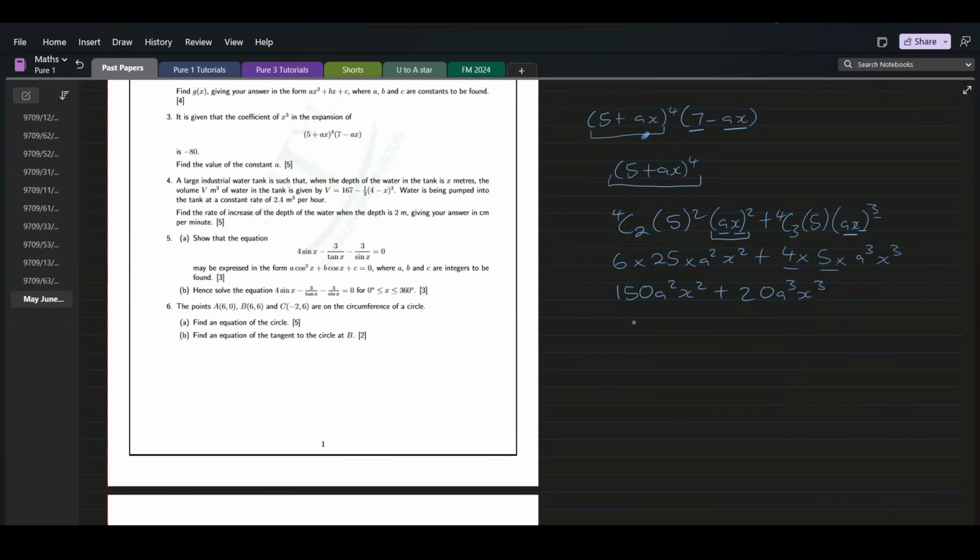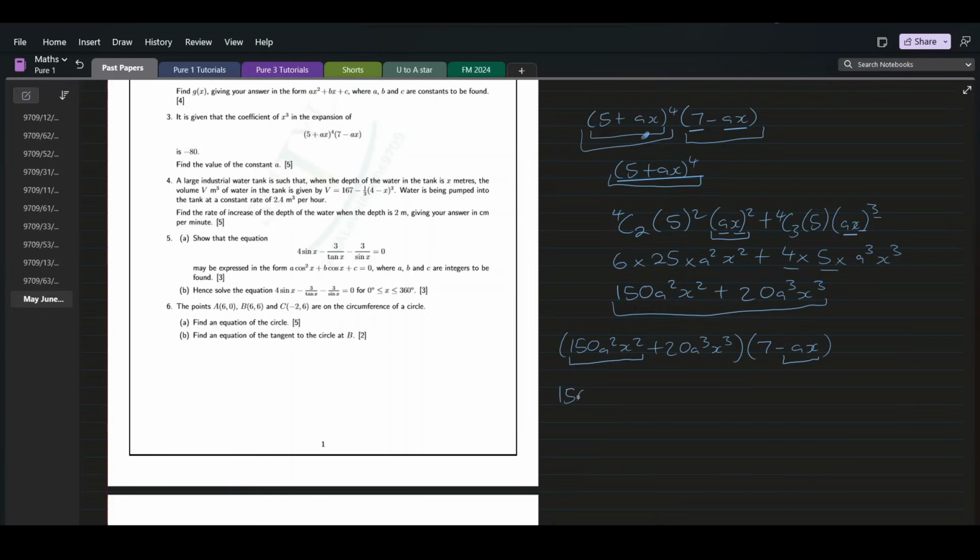Okay, so these are the terms in x squared and x cubed coming from the expansion of that. So we can now go on and replace this bracket with the terms in x squared and x cubed, so that it looks like this: 150 a squared x squared plus 20 a cubed x cubed, and we're multiplying by this bracket over here, that is 7 minus ax. And remember that we're looking for the term in x cubed. So to get that, we have to multiply this term over here by this term over there.